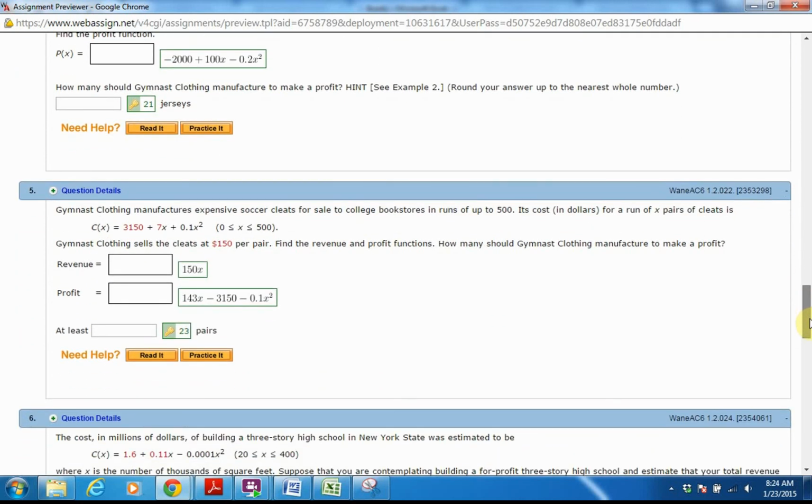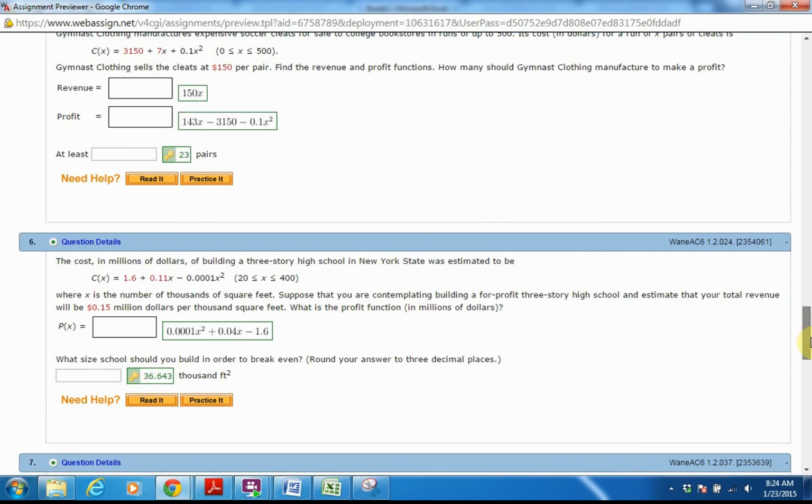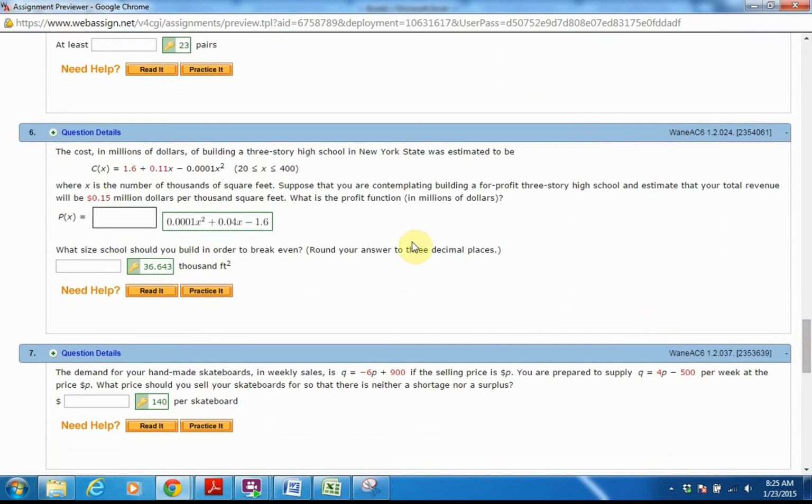Number 5 is very similar to that. Number 6 again is similar, and I want you to notice that in all of these I'm giving you the domain to use in Excel.